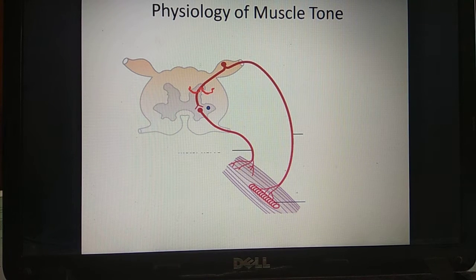Physiology of muscle tone, part 2. To start with, we'll just revise the functional anatomy of the spinal cord.